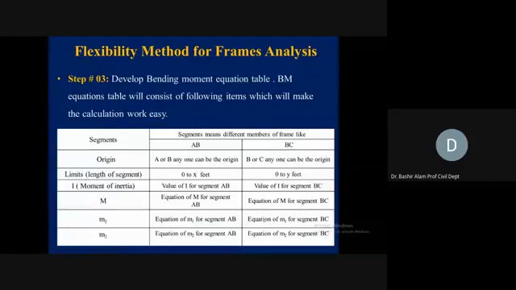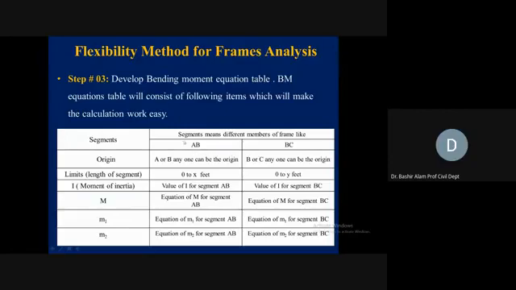Then step number 3, develop the bending moment equation table. This table will consist of the following items, which will make the calculations easy. In the first column, you will show the segment, then origin, limits, that is the length of the segment where the equation is applicable, the moment of inertia for that particular section, capital M, which comes from the actual loads, small m1 from the application of the unit load corresponding to AR1, then M2 corresponding to AR2.